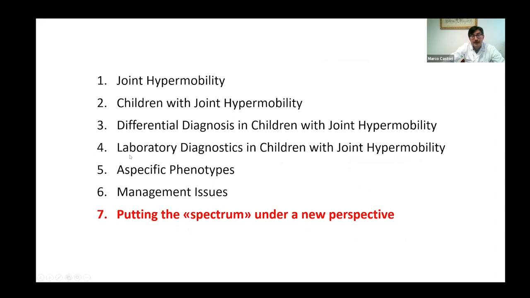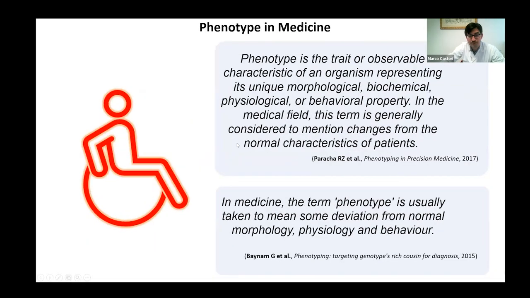And finally, I dedicated some slides to some reasoning concerning what are hypermobility spectrum disorders and perhaps the hypermobile Ehlers-Danlos syndrome in medicine. I started on the definition of phenotype. There are some famous definitions of phenotype in medicine. The term phenotype is usually taken to mean some deviation from normal morphology, physiology, and behavior.